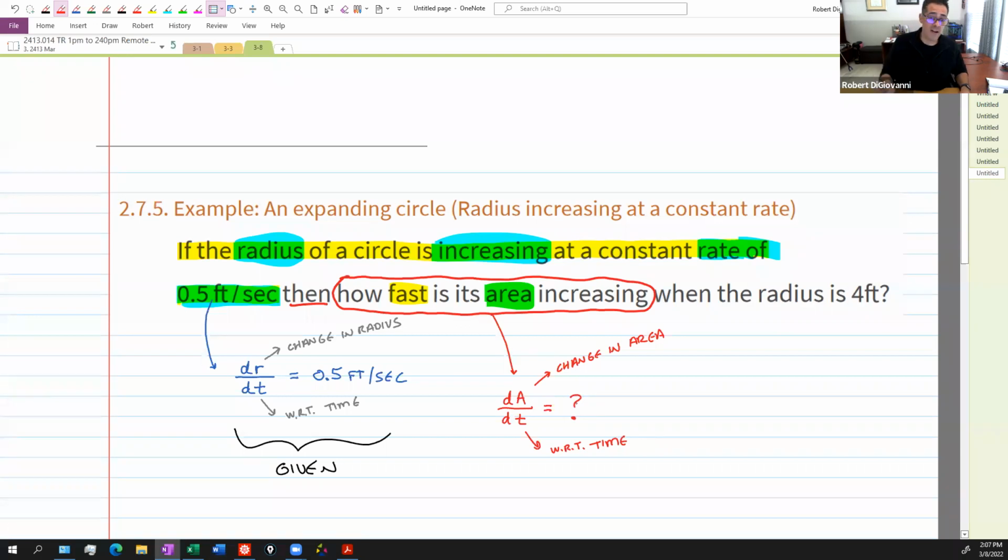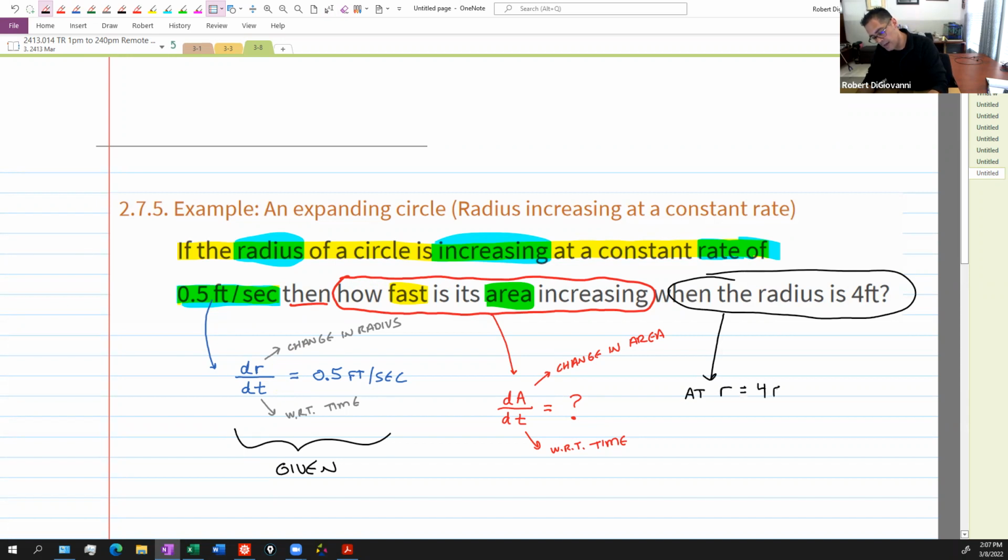How fast is the area changing with respect to time if the radius is changing with respect to time at 0.5 feet per second? They want to know this at exactly this moment, when the radius is 5. So we want to know this at r equals 4 feet. Did I say 5? I'm sorry. Let's say 4.